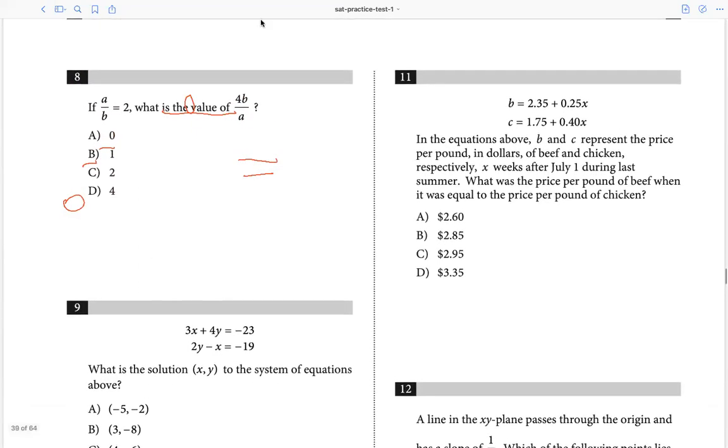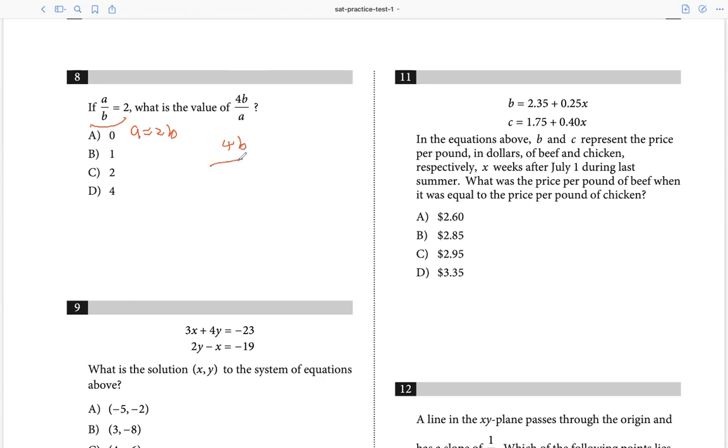Let's see, A and 11. Let's see number 8. Number 8 is saying if A over B equals 2, we can write that as A equals 2B, right? Just multiply B on both sides. Then the question is, what is the value of 4B over A?